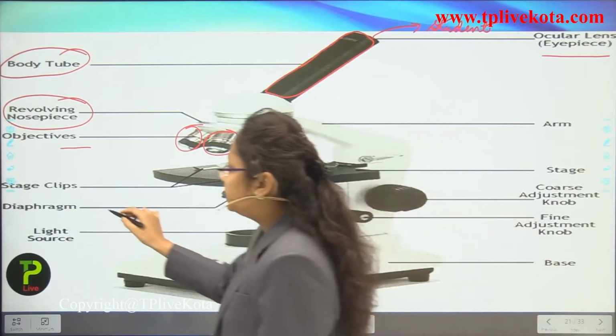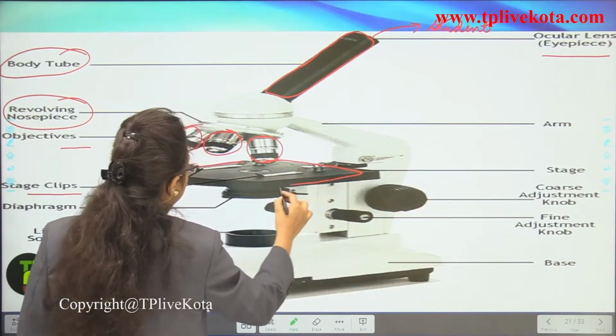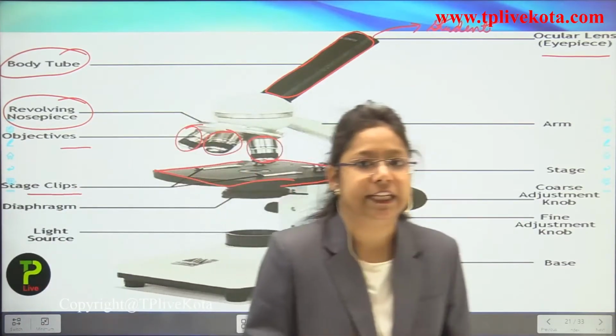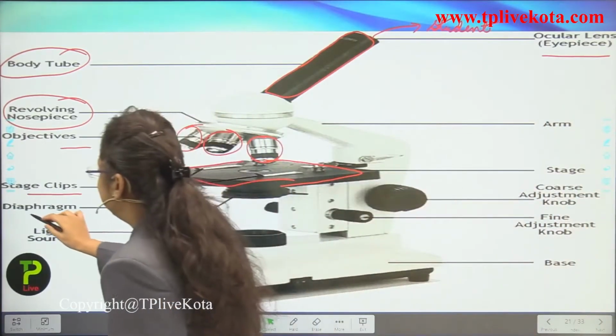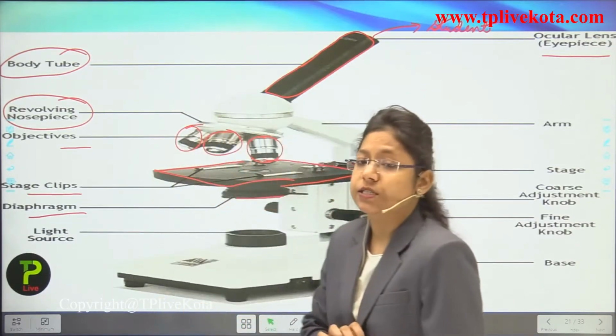Now next part is the stage clips. This is the stage part. You can see here this broader, flattened part is known as the stage, in which the two metal clips are attached and the specimen is put over there for viewing. Next is the diaphragm part. This is the diaphragm part which is present just below the stage clips.